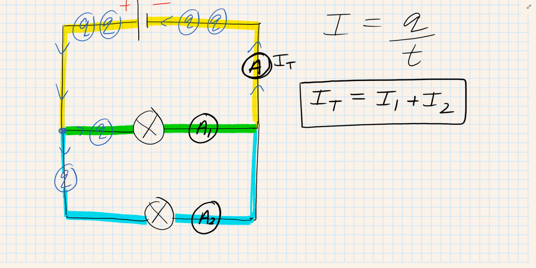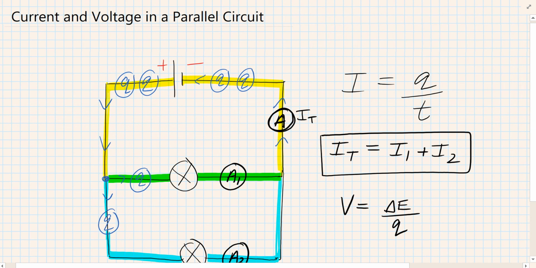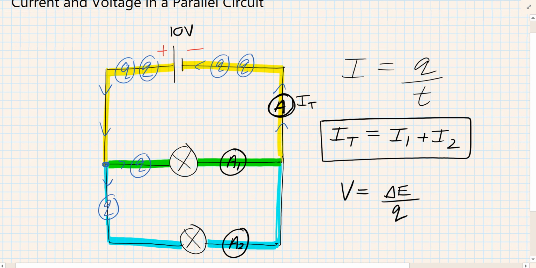Okay, moving on to voltage. Well, voltage, or potential difference, is the amount of energy per coulomb of charge. So let's imagine that we have our battery here, and let's make it just a 10 volt battery, okay? So that means that every single coulomb of charge that moves through the battery is going to gain 10 joules of energy. So these little charges here have each got 10 joules of energy. Okay, so 10 joules per coulomb of charge.